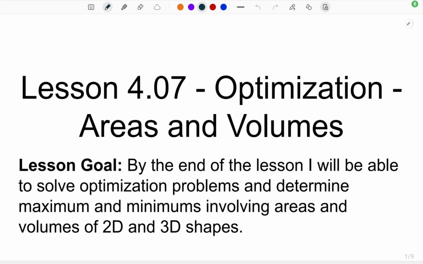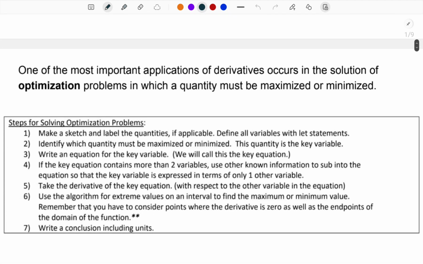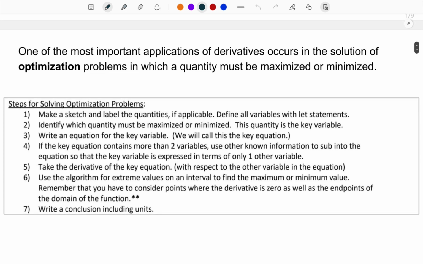We're going to look at one of the most important uses and applications of calculus, which is optimization. And we're going to look at mostly geometric applications of this, so areas and volumes. And yeah, why is optimization so important?